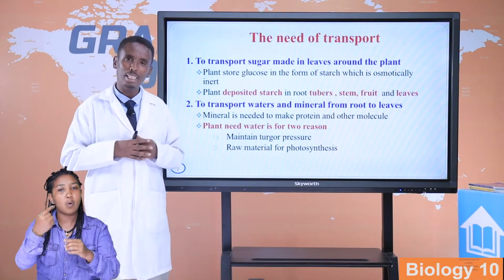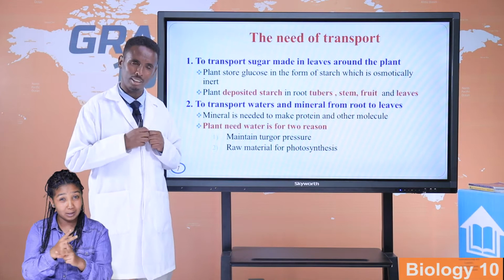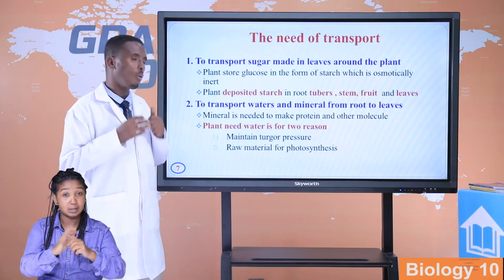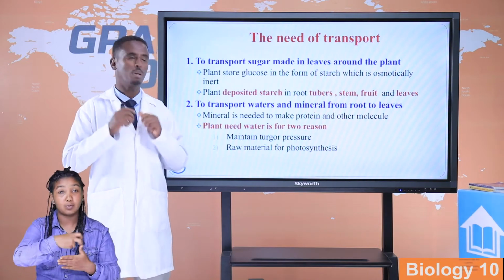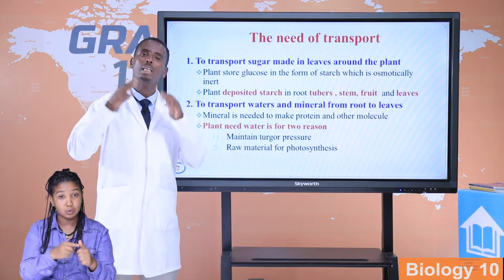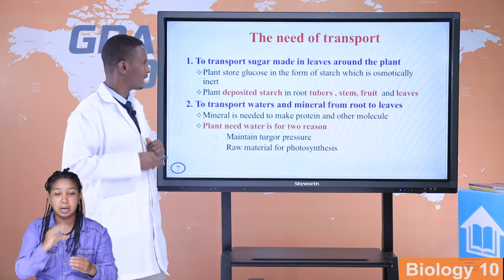For what purpose does a plant need water? One, to maintain turgor pressure, and the other is as a raw material for photosynthesis. Therefore, transport has two purposes. One, to transport synthesized food, and the other, to transport water and dissolved minerals.